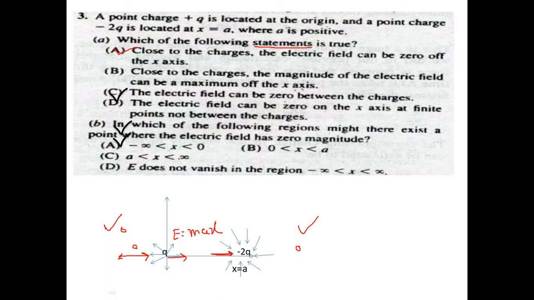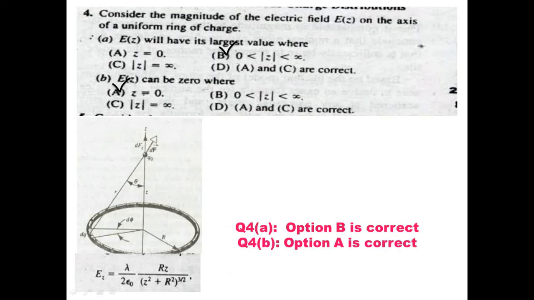A is less than x is less than infinity. The magnitude of electric field on the axis of a uniform ring of charge. For a uniform ring of charge, the electric field could be defined here as this one.